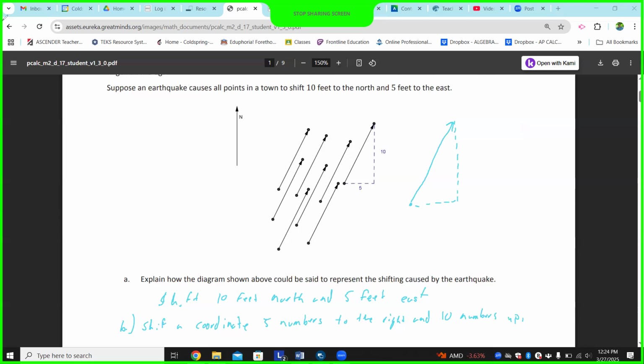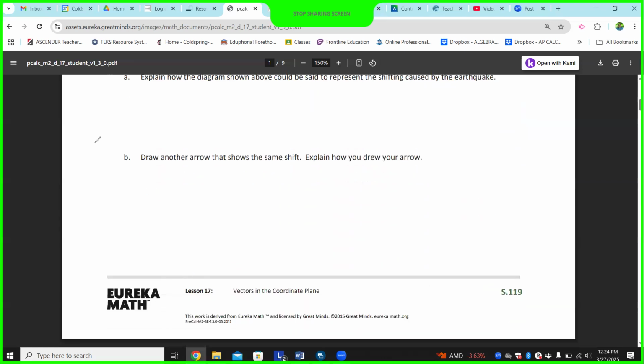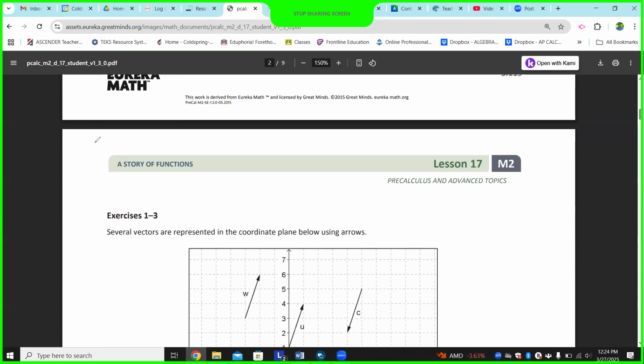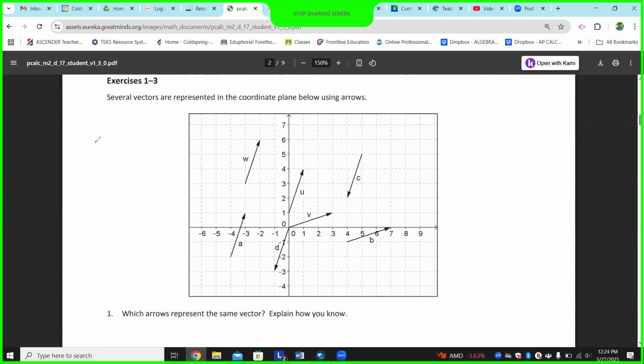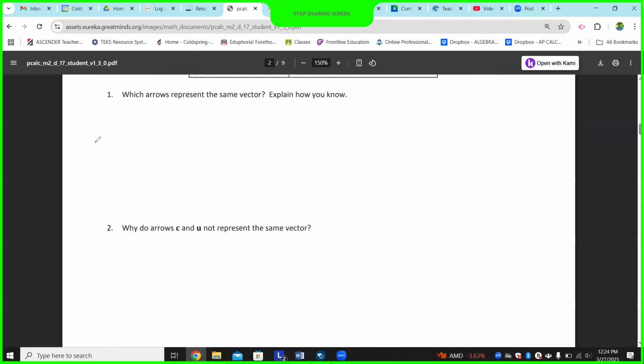All right. So let's get into this next part of the review. In exercises 1 through 3, we have several vectors drawn. All of these are drawn on your paper, so you don't have to worry about looking up there. So I'm going to go a little bit further. My question to you is, which arrows represent the same vectors? Take about 2 minutes to write those down. Group up all the vectors that are the same. We'll check these in a second.